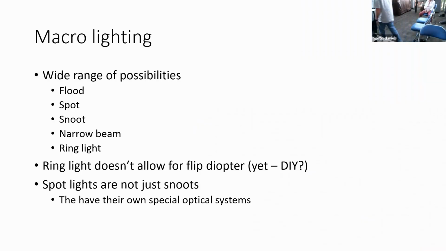Okay, macro lighting. Gosh, you got all these possibilities. Let me show you another one that I'm really keen on, which is this ring light. Ring lights have been around forever. They're used in portrait photography. And why? Because it gets rid of the shadows. And so it's just what it says. It's a ring light.